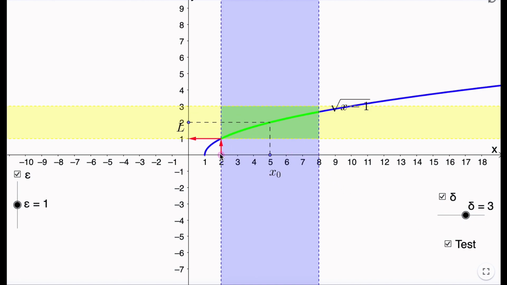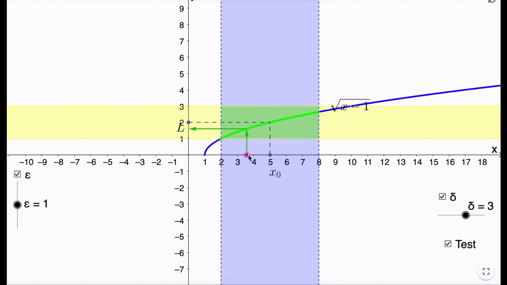Let's start over here. If I pick a value within this interval here, within a delta of 3 of my x naught, as I get closer and closer to my value of 5, notice the value of my function. Let's say I plug in 3. I take the square root of 3 minus 1, I get the square root of 2, and I come over here and that value of the function is within epsilon of my limit.